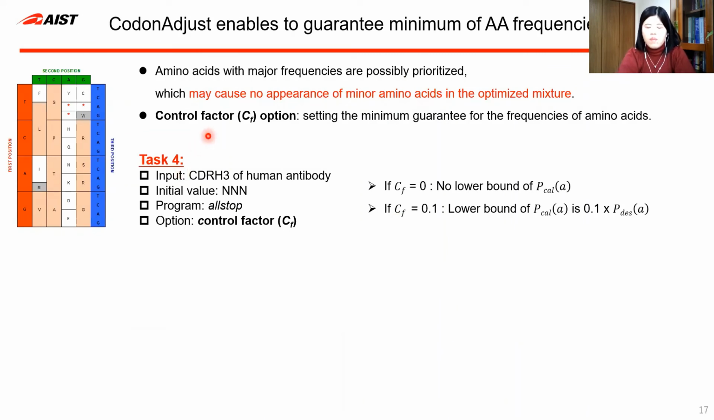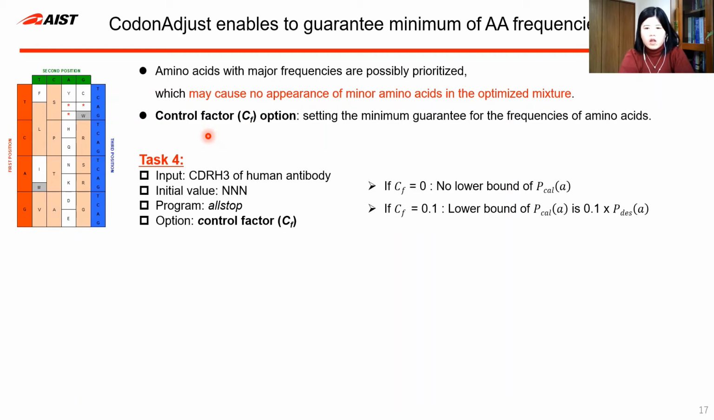Another issue of the optimization problem is amino acids with major frequencies are possibly prioritized, which may cause no appearance of minor amino acids in the optimized mixture. Therefore, we provide one more option, the control factor CF, which specifies the minimum guarantee of all amino acids. This is the setting of our task.